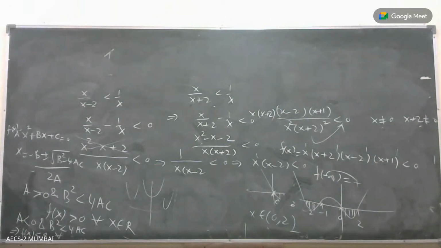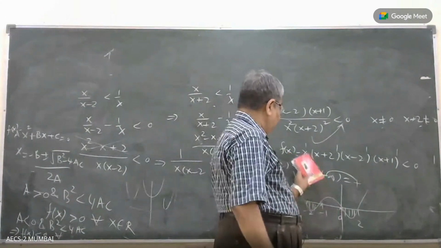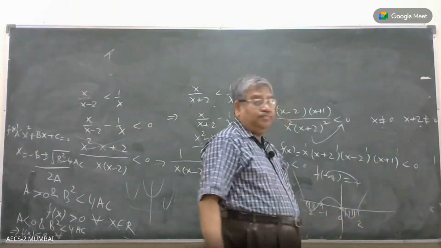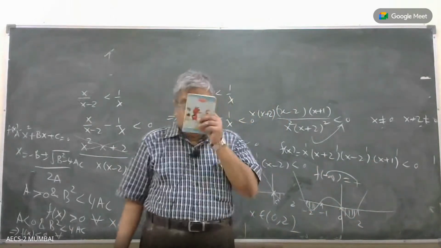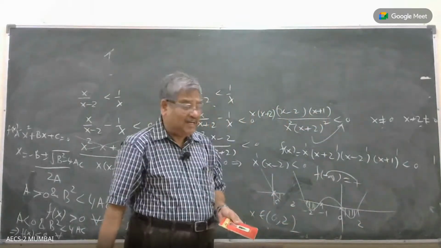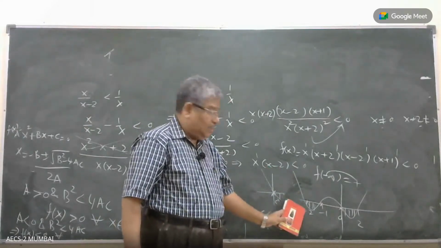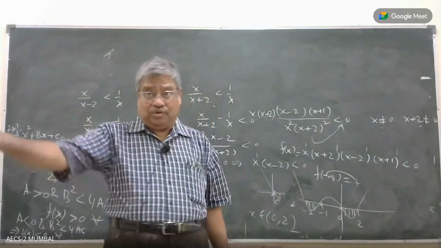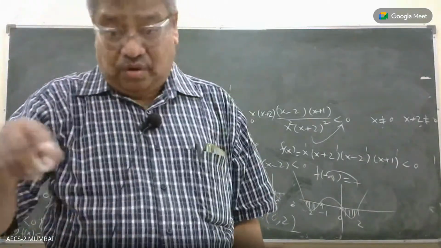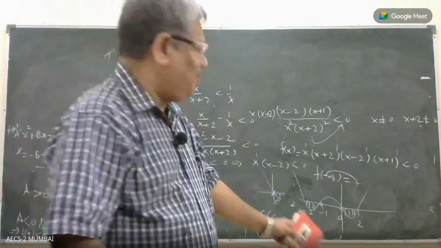Then you have put your nodes here: 0, minus 2, minus 1, and 2. And their powers are 1, 1, 1, 1. The powers are odd integers, then yes, it will start and it will cross. It has to visit all the nodes. It will cross if the power is odd, and it will go and return if the power is even. So here the powers are odd.